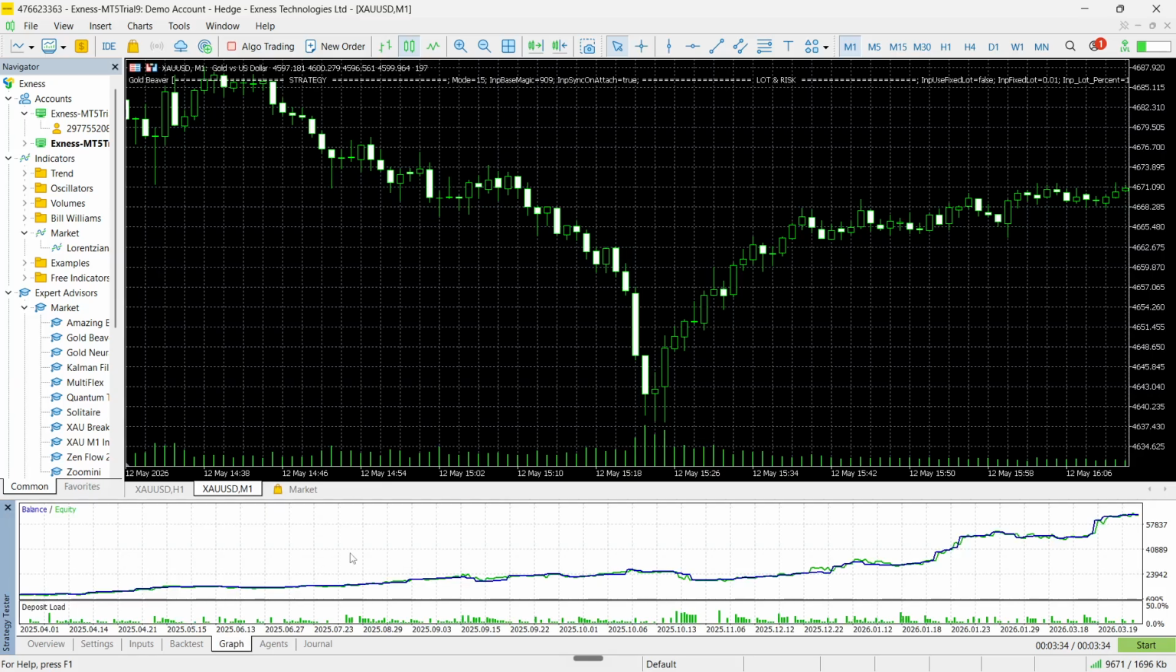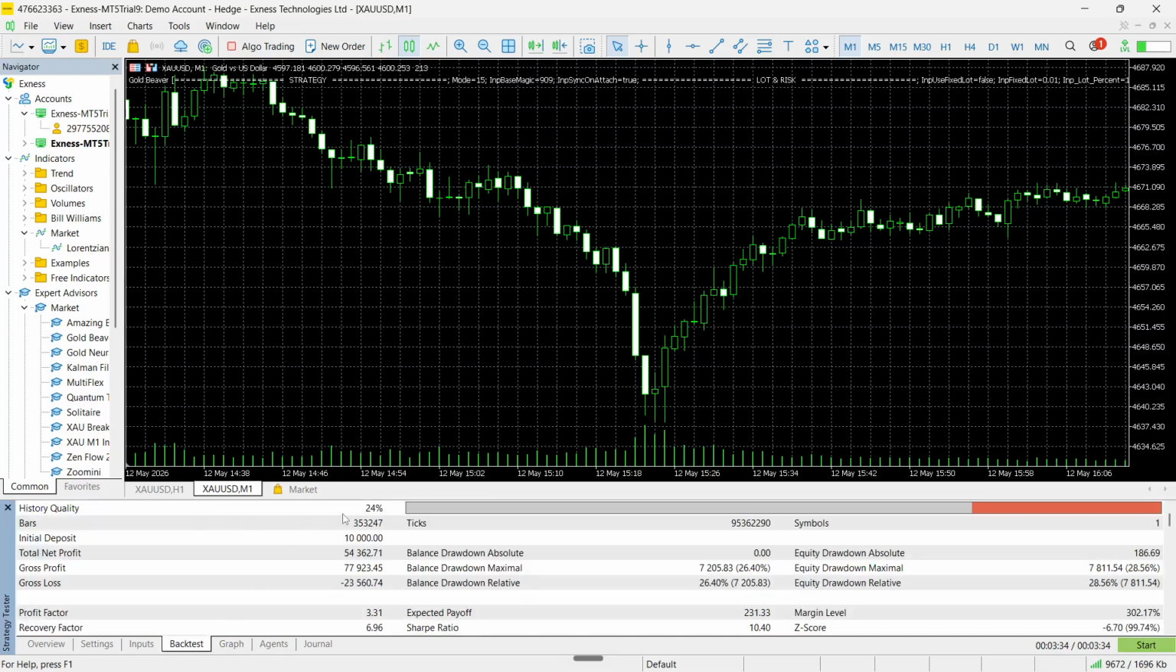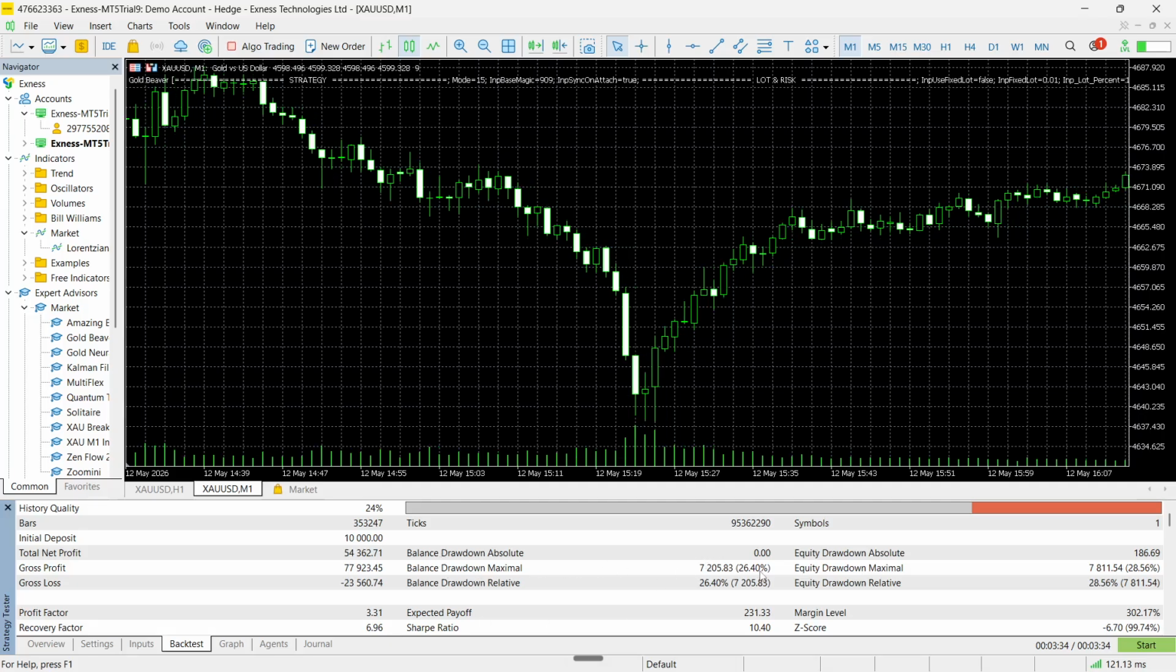The equity curve shows solid overall growth. And as you can see, the net profit was around $54,000 and the profit factor was 3.31. The recovery factor here was 6.96. We had a balance drawdown of 26.40%. However, the history quality is only 24%, as you can see here, which significantly reduces confidence in the modeling accuracy. The low history quality means the results may not fully reflect real tick behavior, spreads, or slippage.